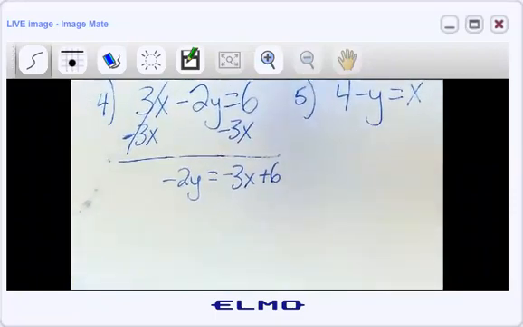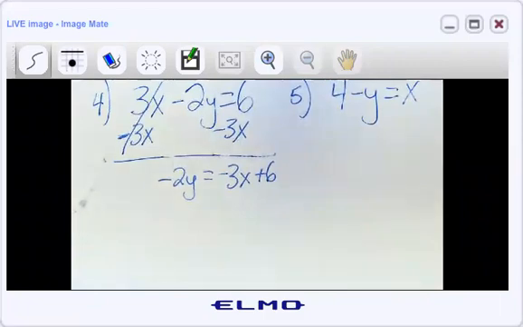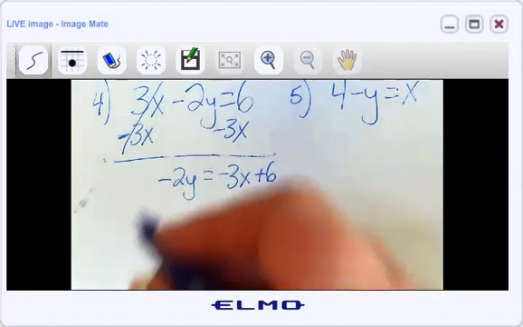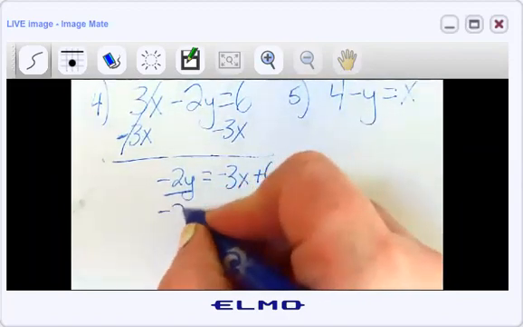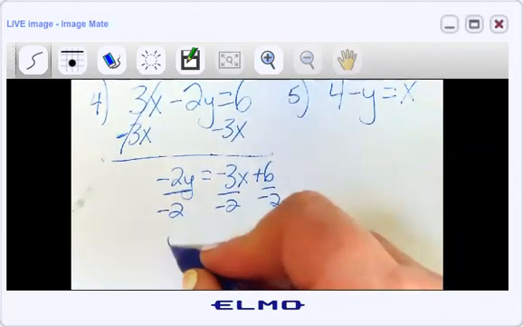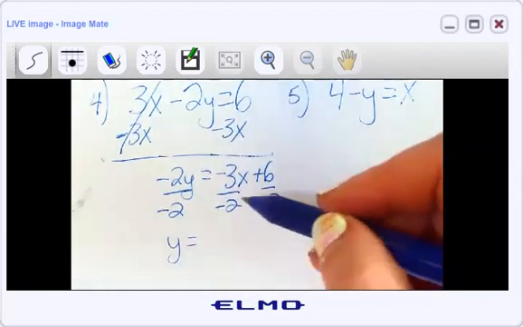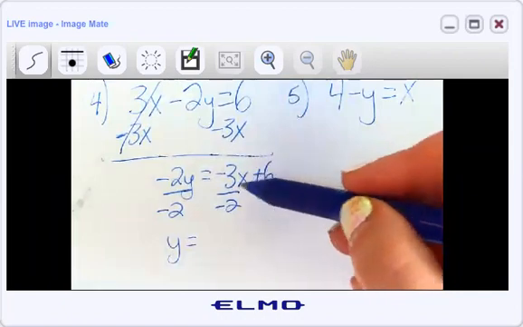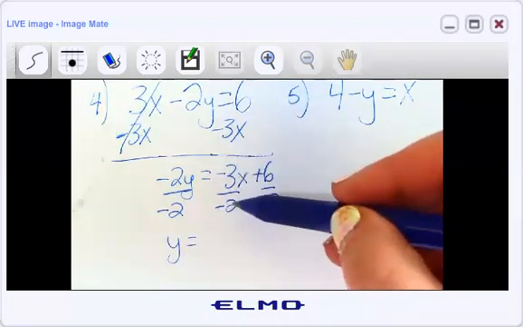All right, and now I'm actually really close to having y all by itself. All I have to do now is what? What's my next step? Divide by -2. You got it. I have to divide everybody by -2. Now, be careful right here. So everybody take a look. See this fraction right here? You have -3 over -2.